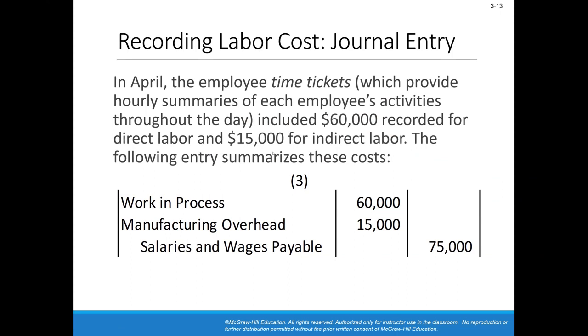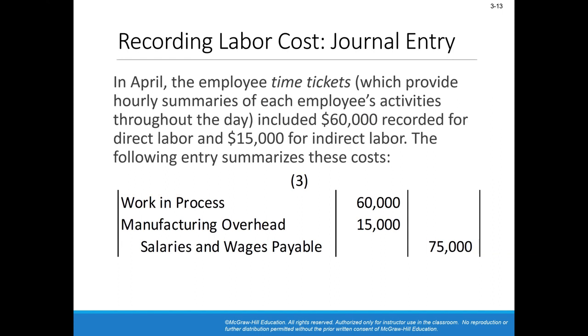All right. So we have 60,000 in direct labor. So we're going to pull that out, right? We're going to put that into work in process, and we need to pay somebody for that time that they worked. So we're going to have our credit in salary and wages payable. It's a liability. We're paying it later.